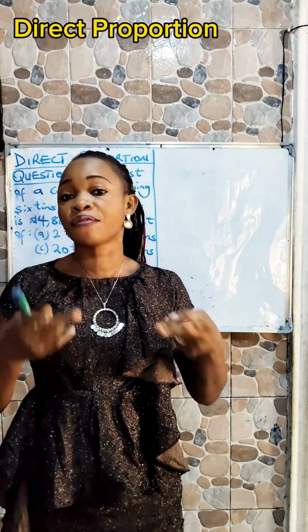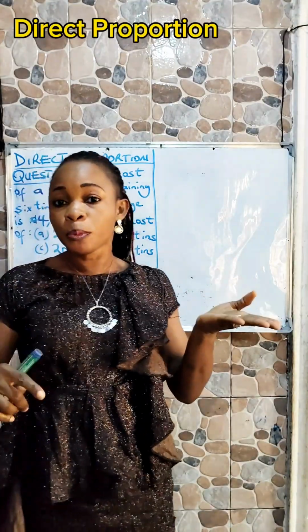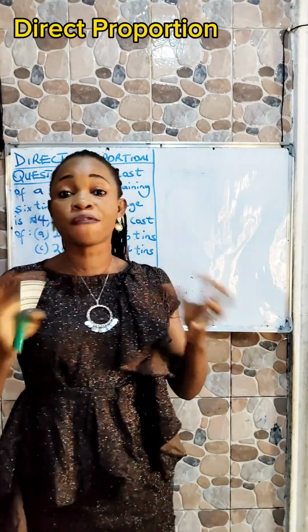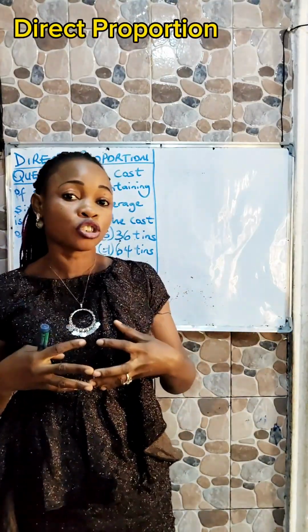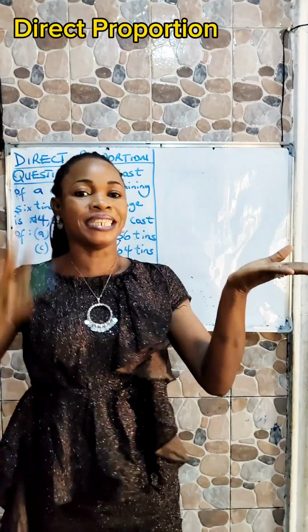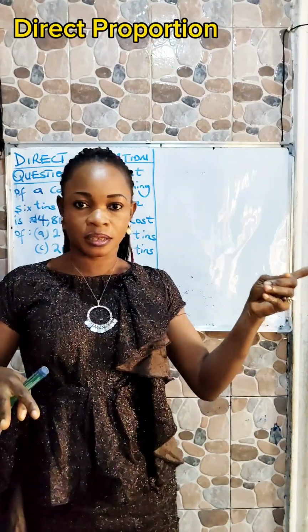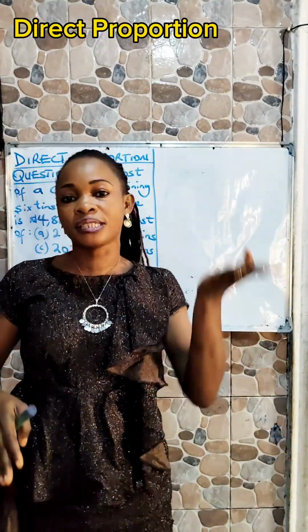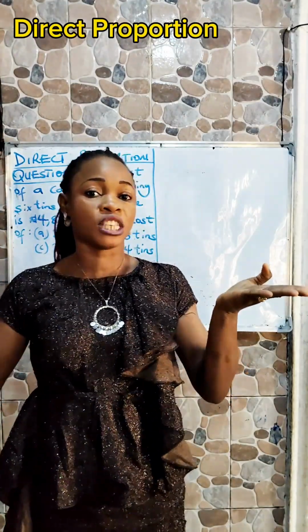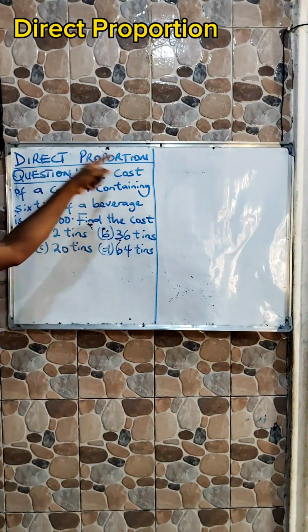Let's say, for example, we have variable A and variable B. Whenever variable A increases, variable B also increases. But in indirect, which is inverse proportion, it is that type of proportion in which when variable A increases, variable B decreases. It is the opposite of direct. When variable A increases, variable B decreases. That is the inverse proportion. But here our question is on direct proportion.